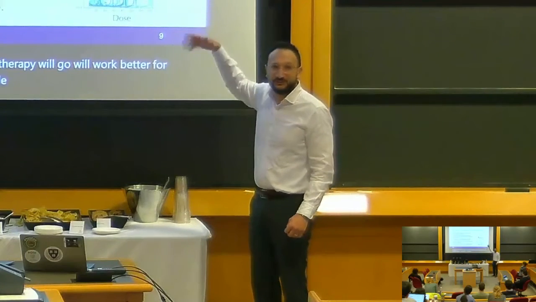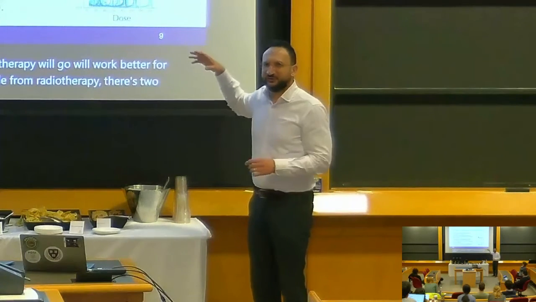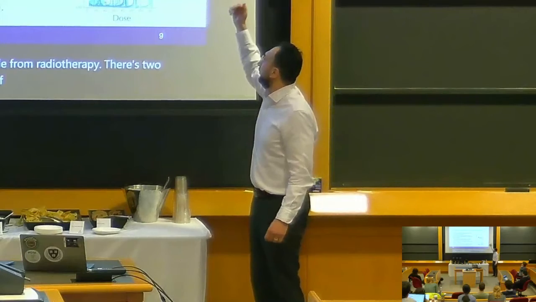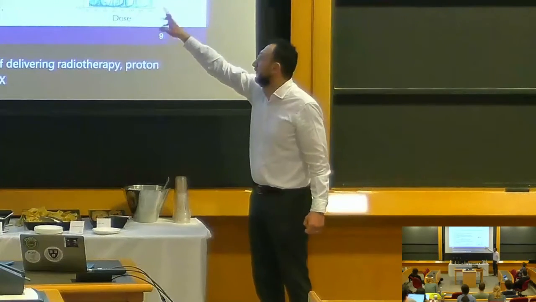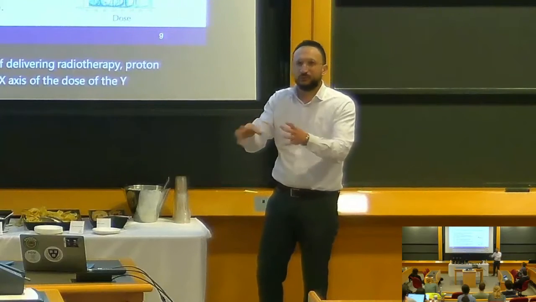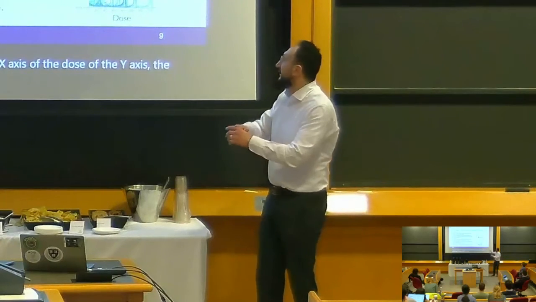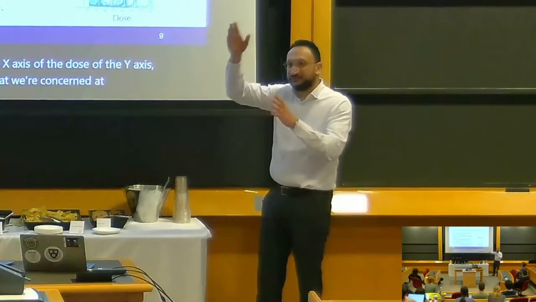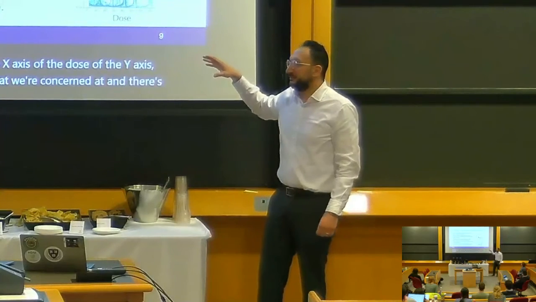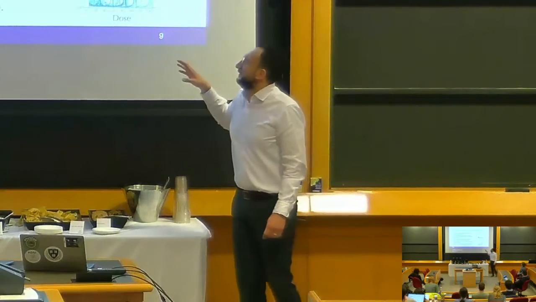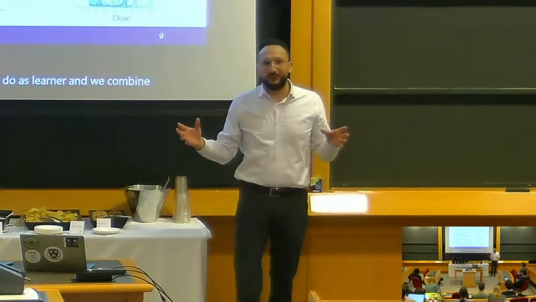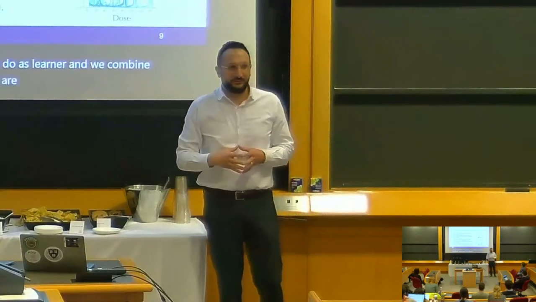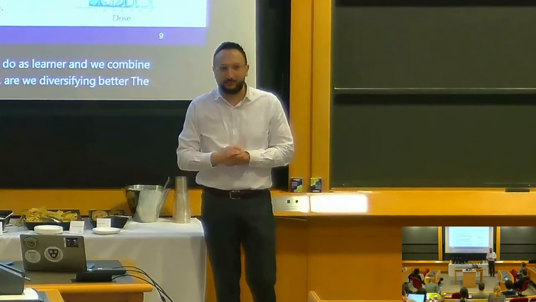There are mainly two different versions of delivering radiotherapy, proton therapy and photon therapy. On the x-axis is the dose, the y-axis is the volume of the tumor or the organ that we're concerned about, and there's a difference in dose distribution. So the first thing that came to mind is, if we do S learner and we combine two different treatments into one model, are we diversifying the training of these models better? Are we providing better training?